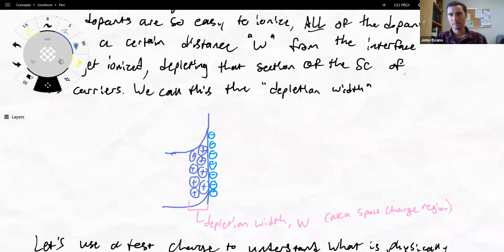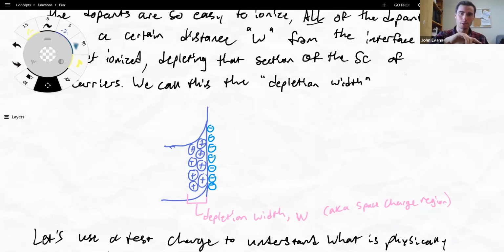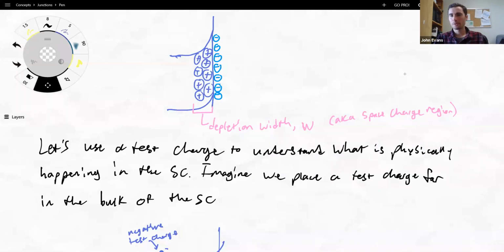By the way, likewise for p-types, these are going to be excess negative charges and then positive charges on the side of the interface. The depletion width is also sometimes called the space charge region. So if you run across that, that's all that means. But the depletion width is the more generally used term.